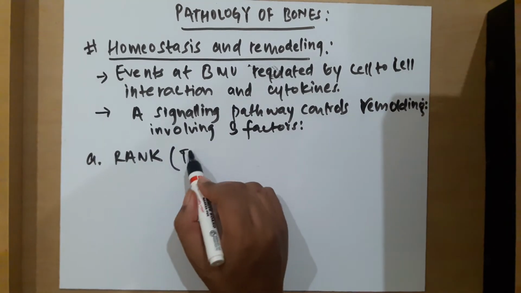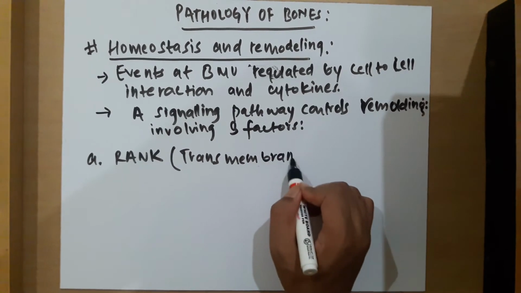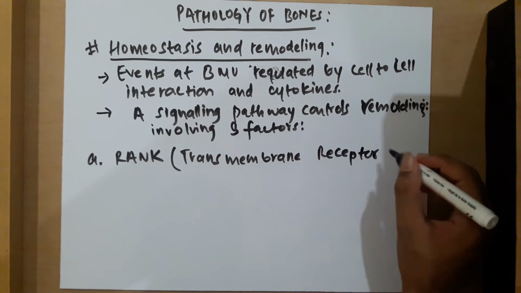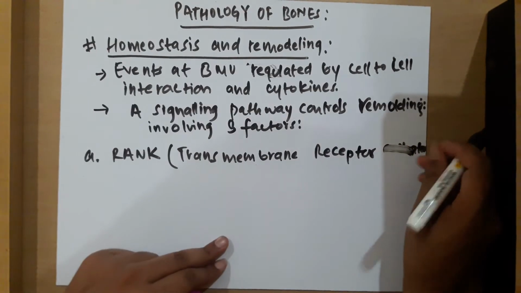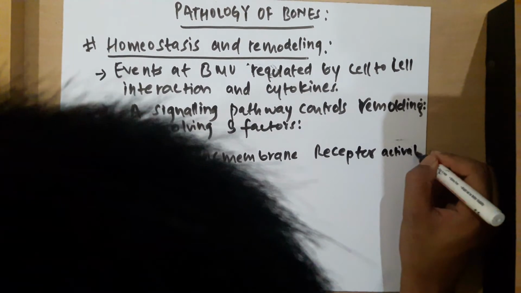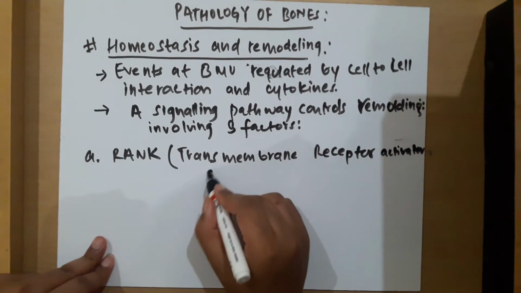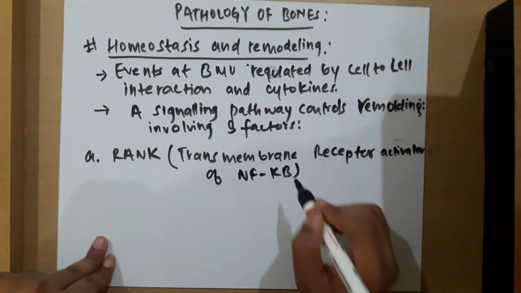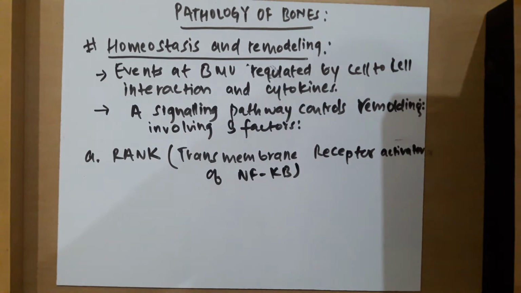This RANK is the transmembrane receptor activator of NF-κB. These NF-κB are the precursor molecules for osteoclasts. They actually differentiate into the osteoclasts.